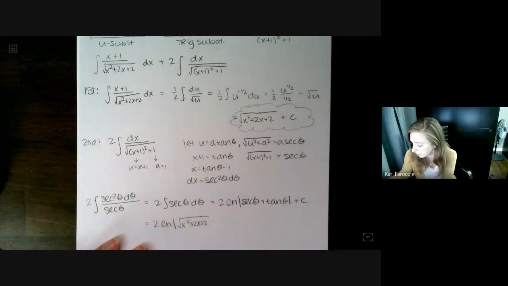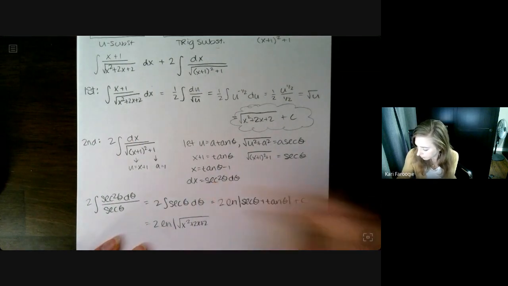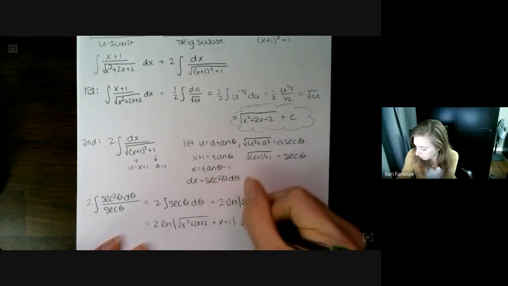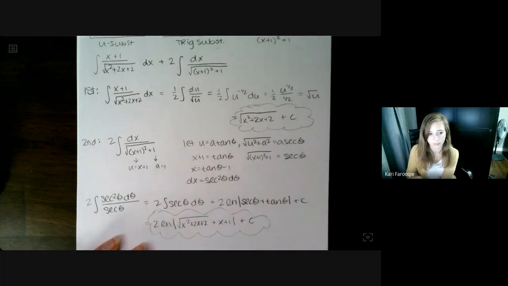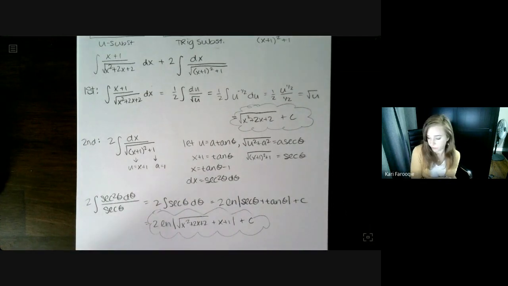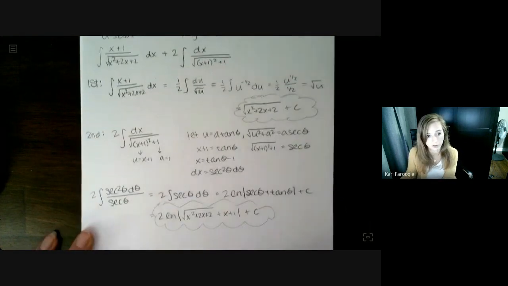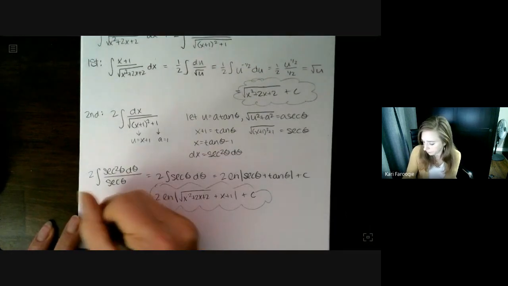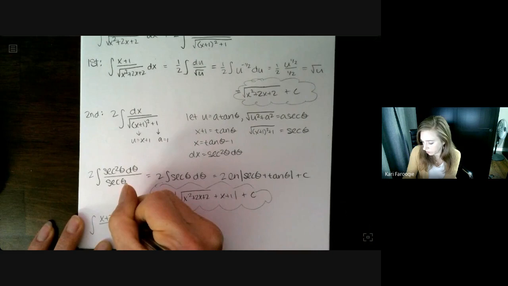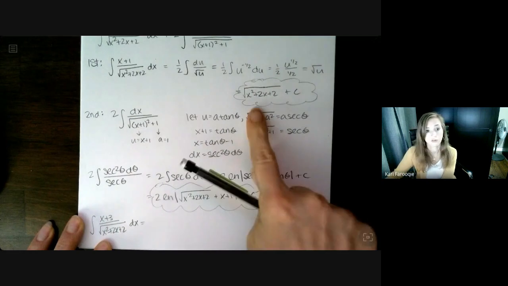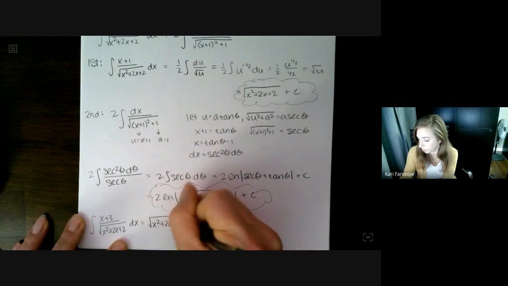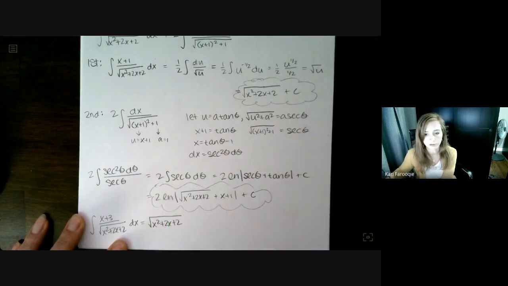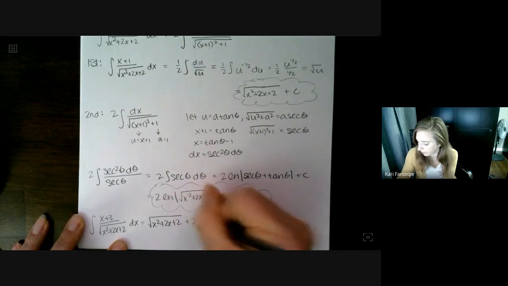So sure, we'll do that. There's your secant theta. The tangent theta is x plus 1. And this is the second term of your answer. Now you just need to add those together. So we would say that the integral of x plus 3 over the square root of x squared plus 2x plus 2 dx is the result from the first integral, which is the square root of x squared plus 2x plus 2. Don't write the plus C twice, just write it once. And then the second integral.